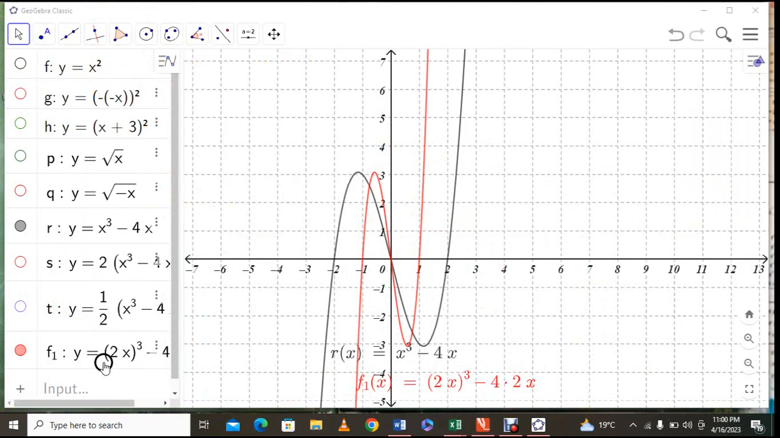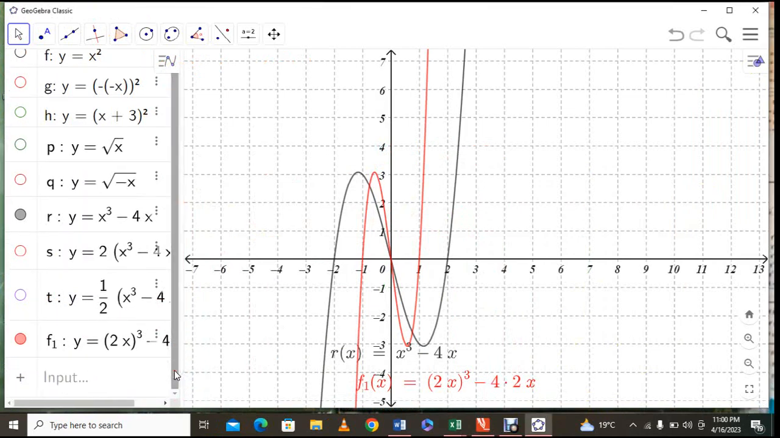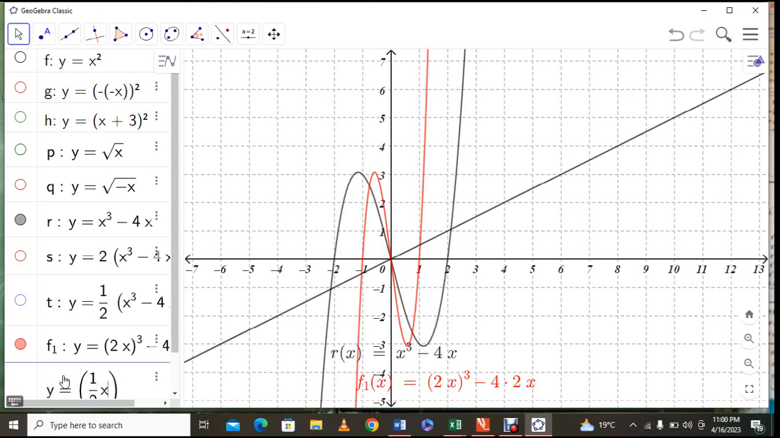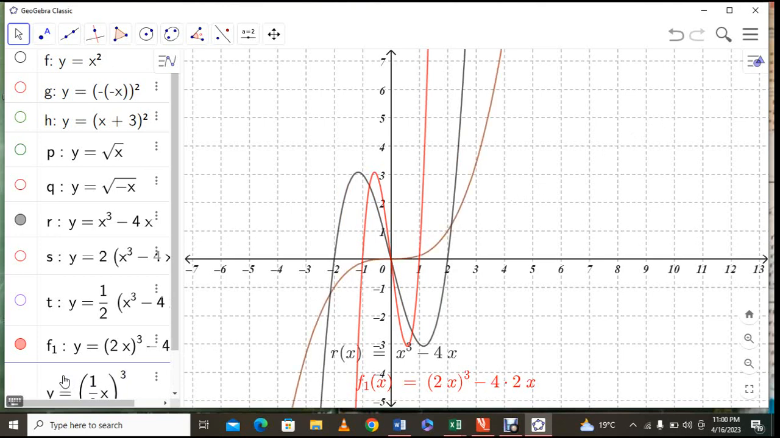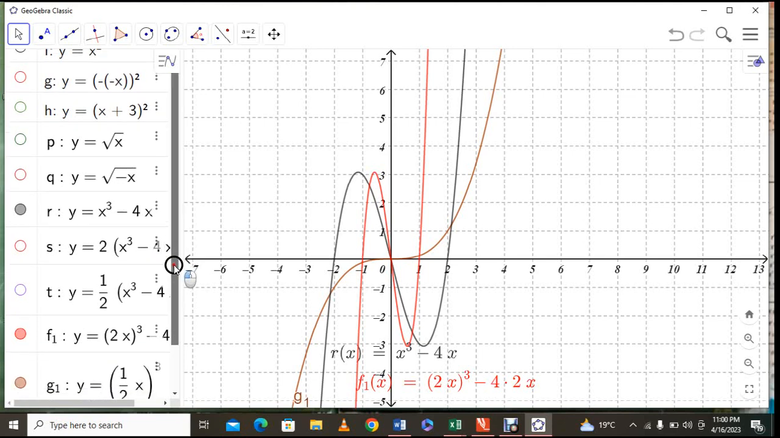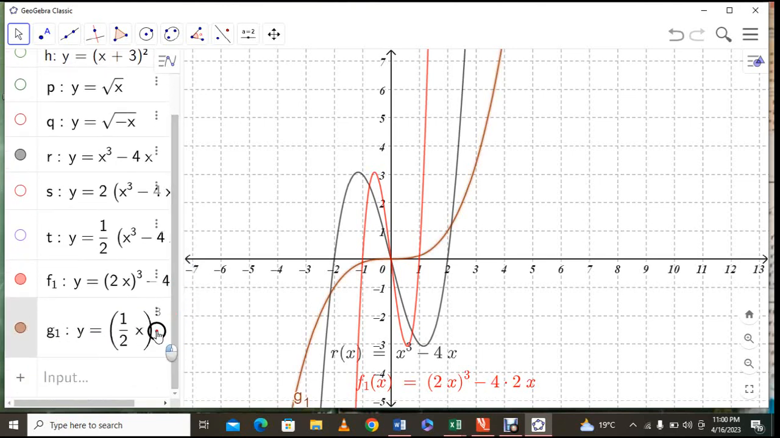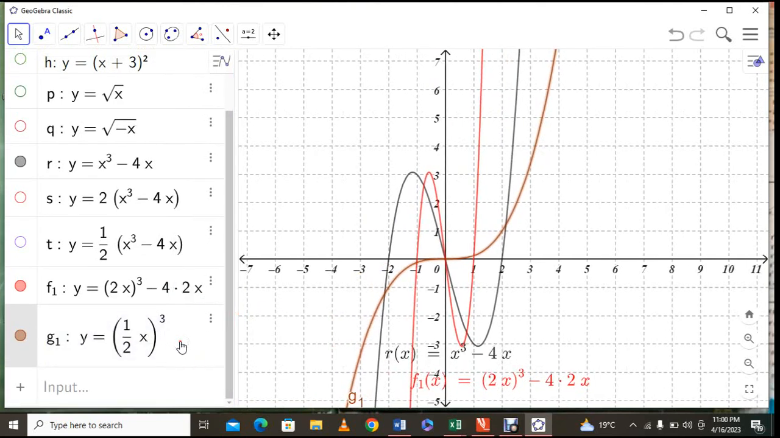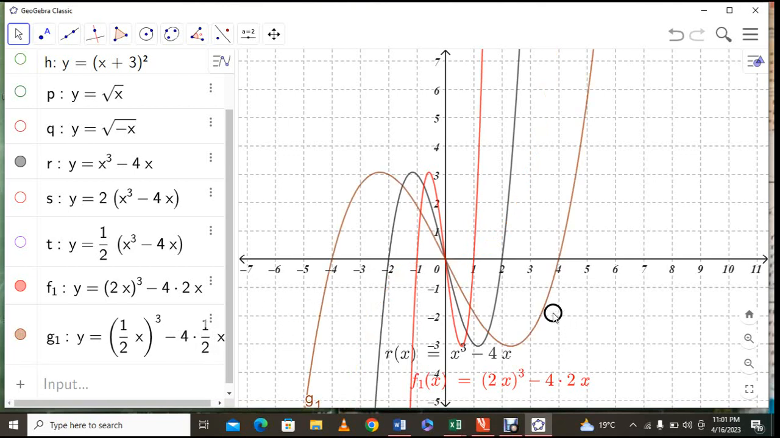All right, let's put it in when it's a fraction. Let's put another value, and we're going to say y equals 1 over 2 of x, raised to the power of 3, minus, let me just create some space here, minus 4 multiplied by 1 over 2 of x. Good. There you go. All right, let's bring it to the color I want.